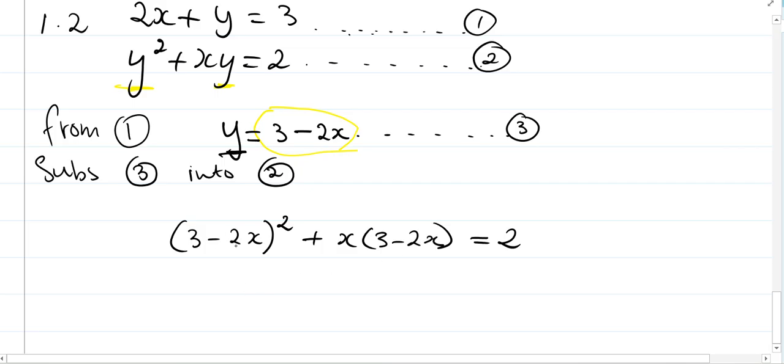And then from here, whenever you square a binomial, you get a trinomial. You must remember that a number squared is that number by itself 2 times, meaning that this is going to be 3 minus 2x multiplied by 3 minus 2x. And then let me continue with this one exactly as it is.